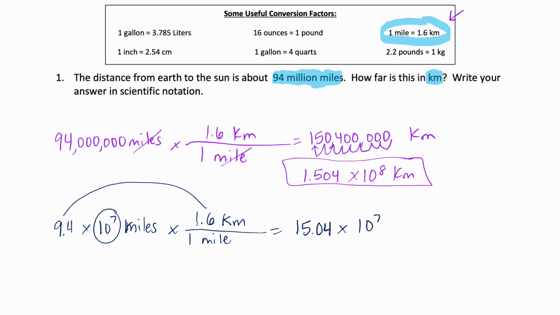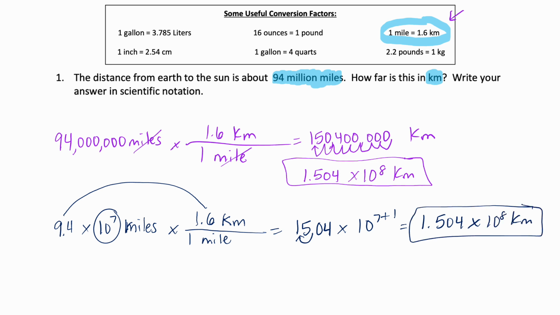And then since this is not in scientific notation, we're going to move it 1 time to the left, add to the exponent, and that would give you the same answer that we got earlier at 1.504 times 10 to the 8th kilometers. And honestly, it doesn't matter which way you do it. As long as you get the same answer and you're using the same conversion factor, that is good for me.